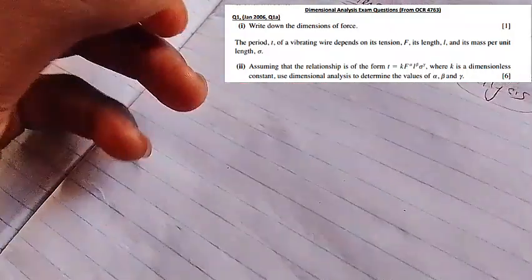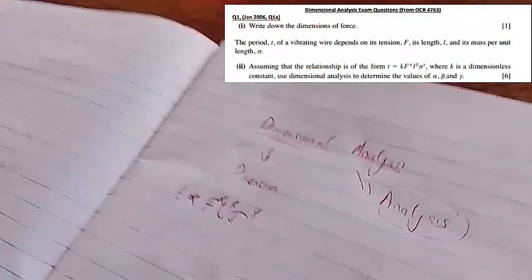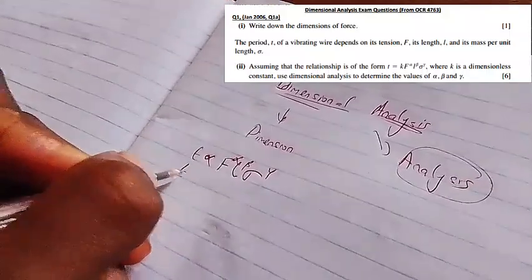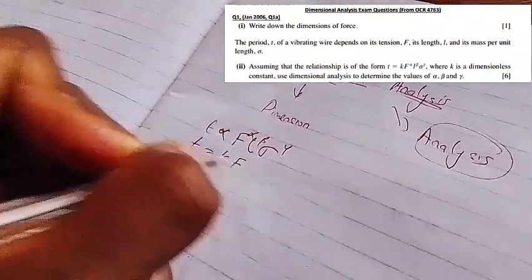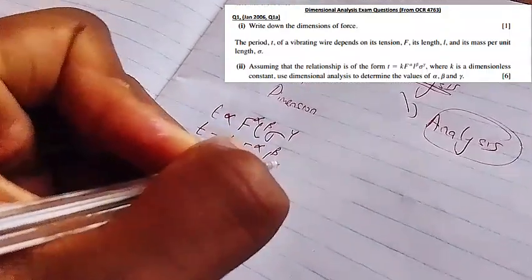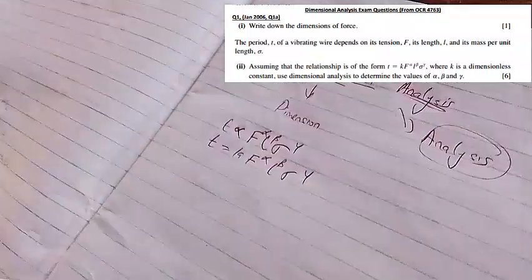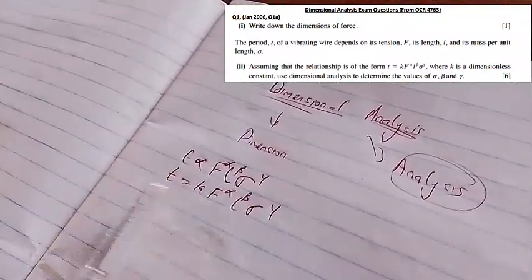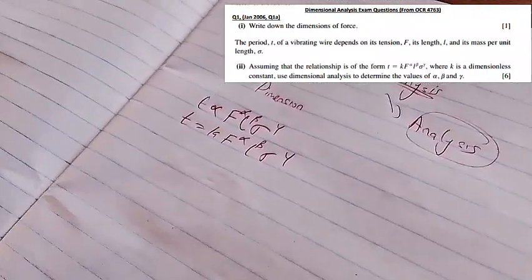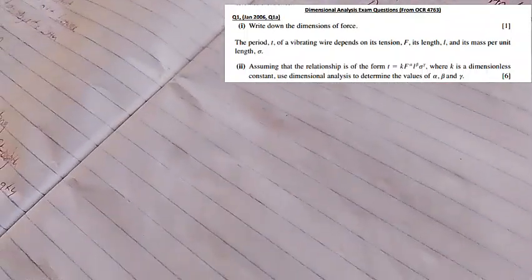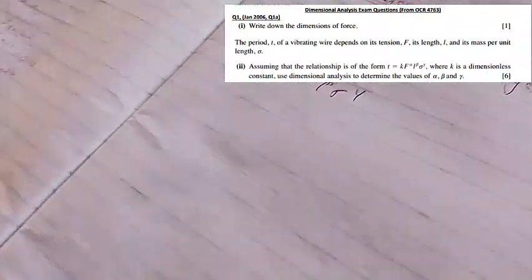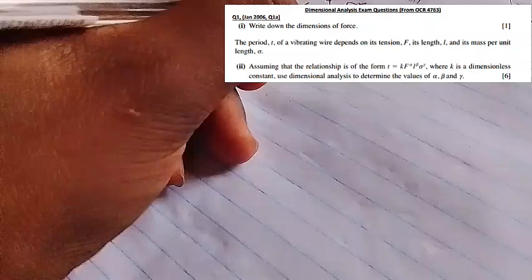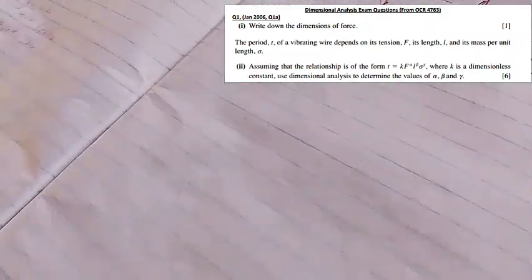Now, when you have this, you need to introduce a constant. So T is equal to K, F to the alpha, L to the beta, and this gamma. So we have a normal complete formula now. The next thing we are going to do is make this into the dimension format. You understand? Remember I told you that it depends.